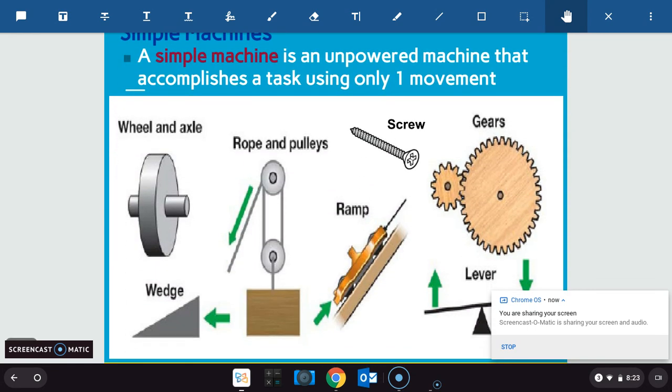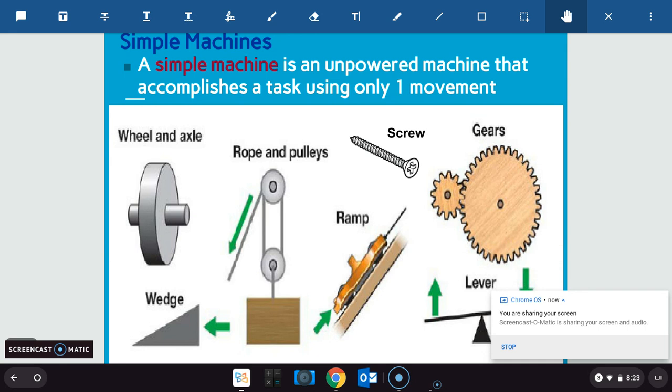The 6 simple machines that we're going to be using are these ones here: a wheel and axle, rope and pulleys, wedge, ramp, screw, gears, and levers. Some would argue that some of these are not simple machines. Some are simpler than others in some opinions, but these ones are the ones that we will talk about.